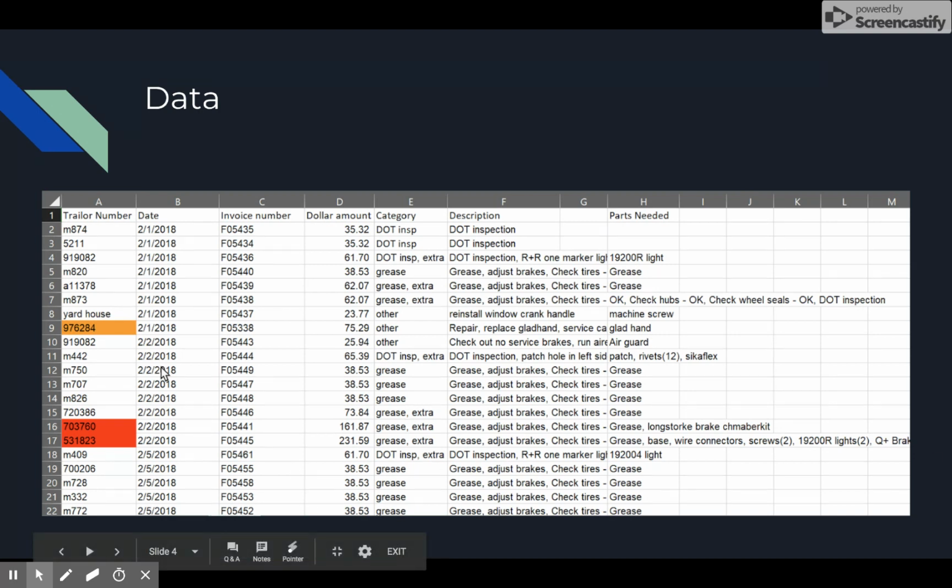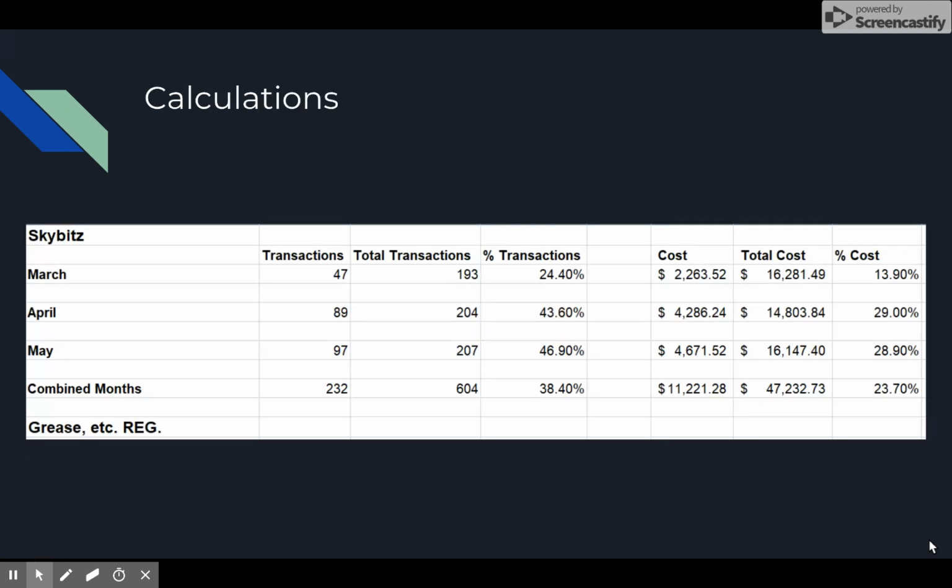As seen here, the orange highlighted section means that it is a higher cost, and the red highlighted section means that it is above $100, because Brian wanted us to look at the cost of the fixes as a main focus. So, after entering 3 months of data and noticing some trends and commonalities, we started our analysis.